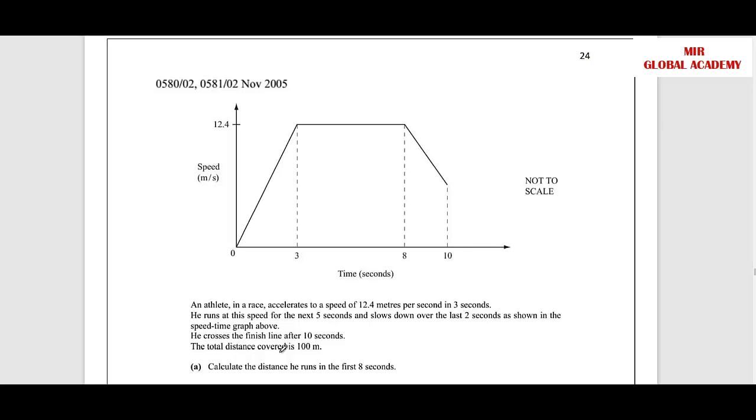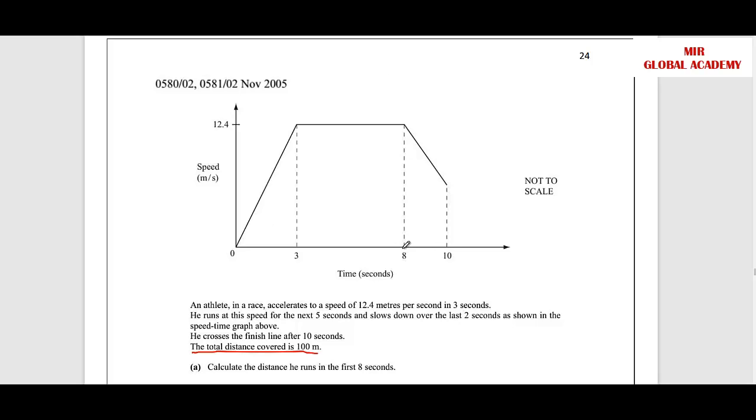The total distance covered is 100 meters. So this is the information which is given here, which is not mentioned in the diagram, so I underline it. Calculate the distance he runs in the first 8 seconds. This is 8 seconds. So how much is the distance covered in the first 8 seconds? That is the area up till this time.